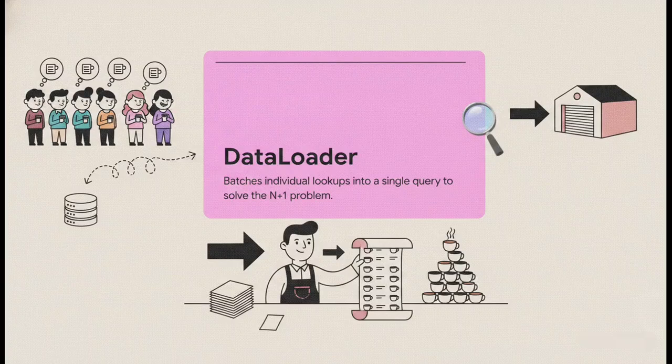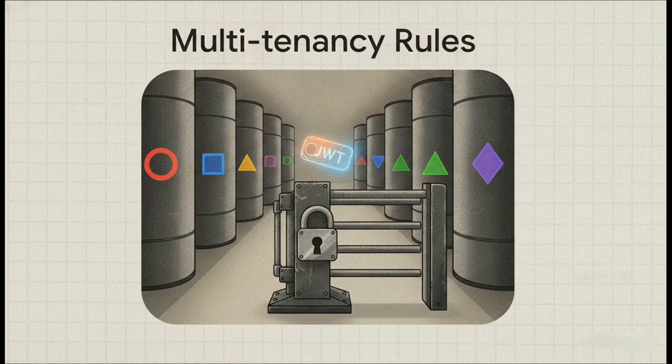Data Loader solves this by acting like a really smart barista. Imagine 100 customers walk into a cafe, and for every single cup, the barista literally runs down the street to the warehouse for beans. That's insane, right? Data Loader is the barista who waits, writes down all 100 orders, makes one single trip to the warehouse with a complete list, and fills all the cups at once. It intelligently batches 100 individual lookups into one single database query. It's a lifesaver.